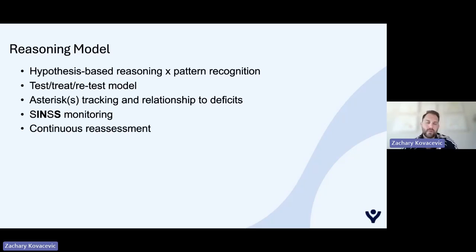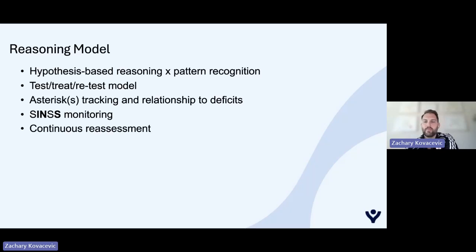Hypothesis-based reasoning is your type 2 reasoning, right? You're slow thinking. You're thinking about what else could this be? What lives underneath here? What refers here, both in a somatic or a referral sense if we're thinking about lumbar spine pain or radiating pain. And then we also have to balance this thought process with our pattern recognition, which is our quick thinking.